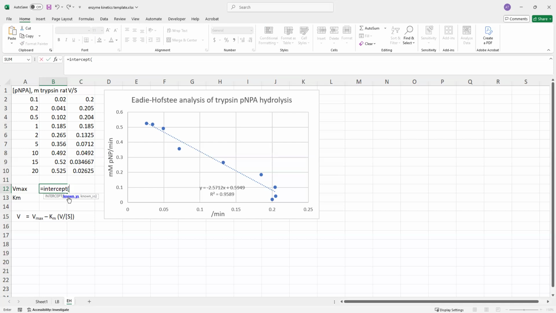We're going to highlight the known y's. What goes on the y-axis is the velocity, so we're going to highlight the velocities. And what goes on the x-axis is V over S, so we're going to highlight those values and then close parentheses.